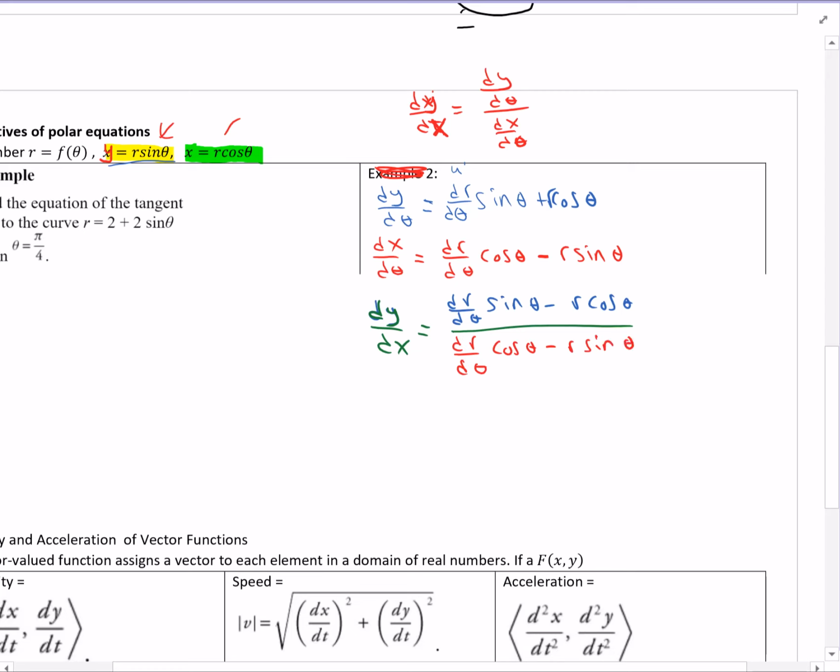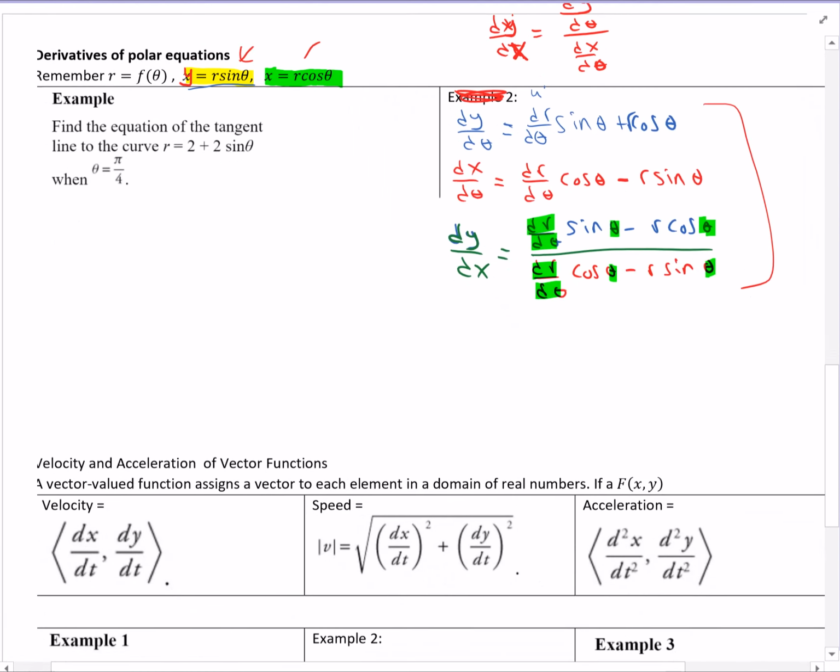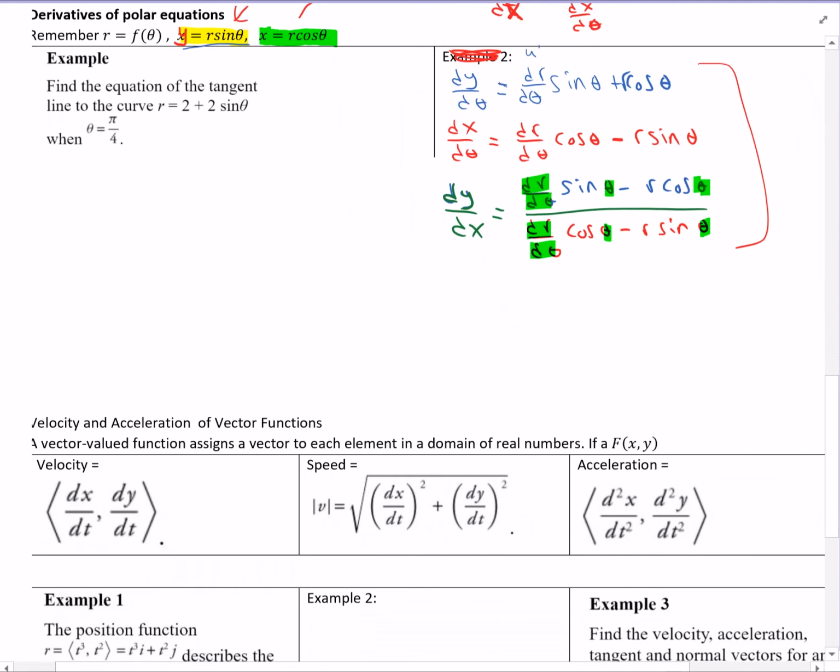And you don't want to memorize this formula. You just want to figure out how we get there. What's the idea to get here? Because it's very similar to parametric. The idea would be that if I wanted to find dy/dx, I would need to know the value of theta at which we need to evaluate this, and I would also need to know dr/d theta, and then we would be able to do this. So let's look at an example. We're going to find the equation of a tangent line to this curve when theta equals pi over 4.